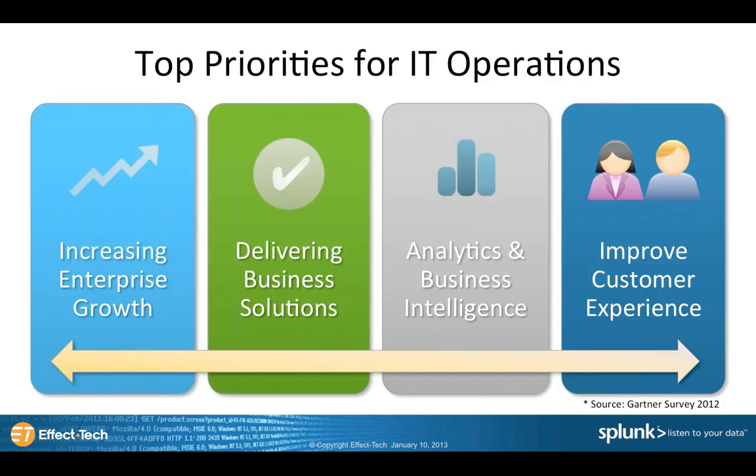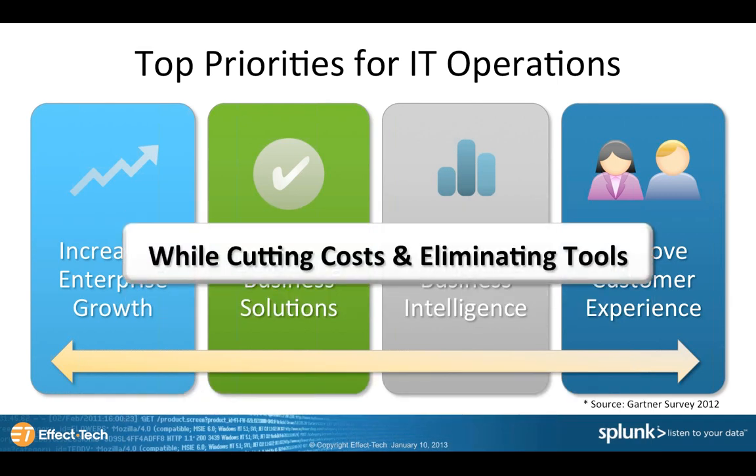Now, where I like to start is the 30,000-foot view. Let's back up for a second and think about the top priorities in your IT organization today. It probably falls into one of those areas, whether it's increasing growth, new business solutions that you have to roll out, or improving your overall customer experience. And it may go across all four of those areas.